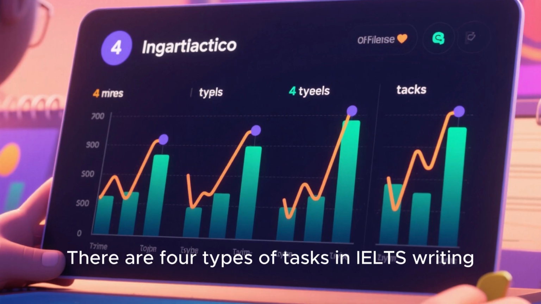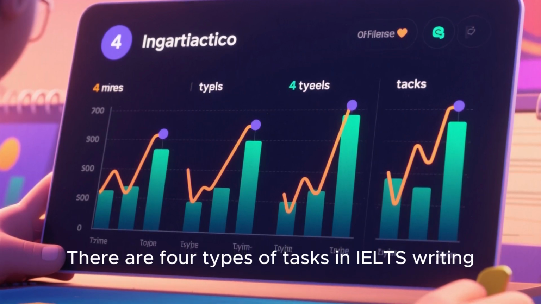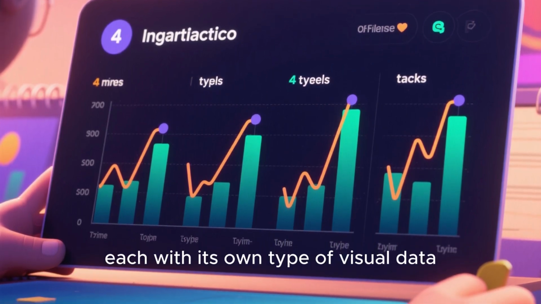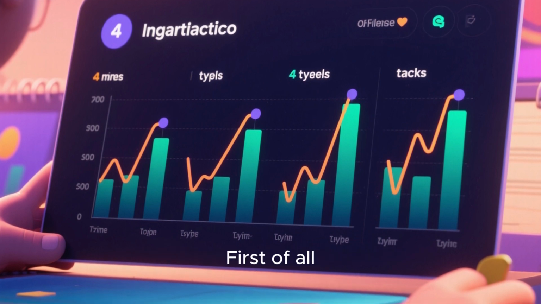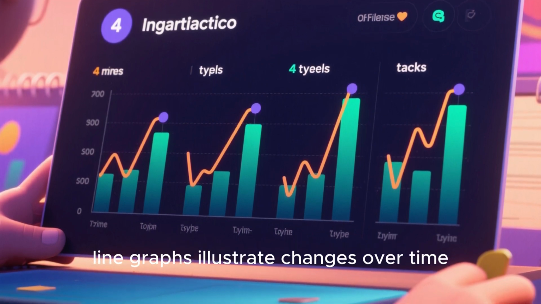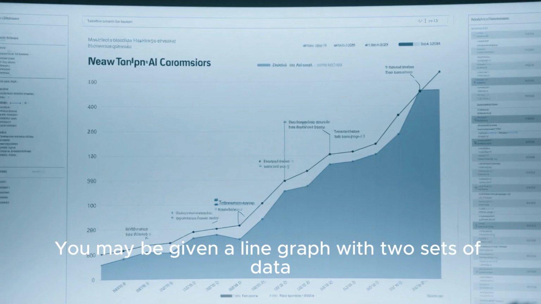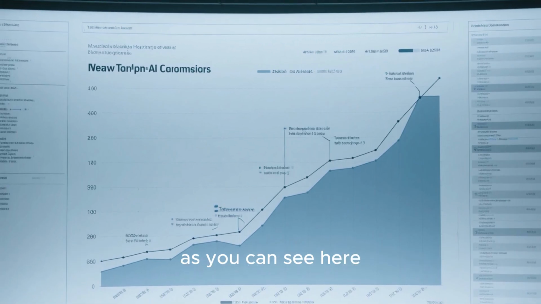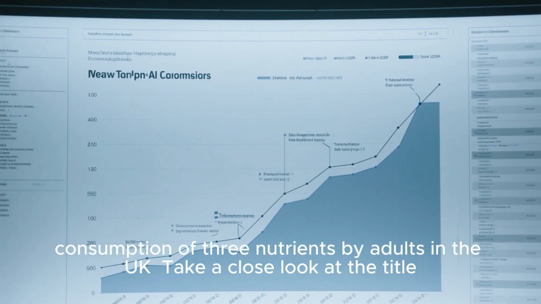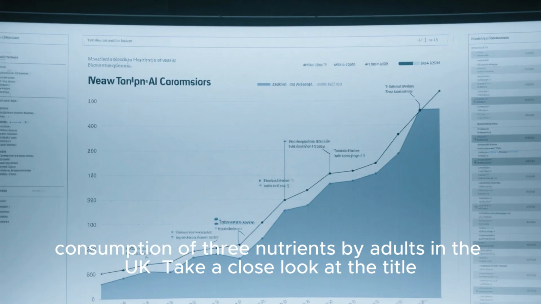There are 4 types of tasks in IELTS writing, each with its own type of visual data. Let's have a look at them now. First of all, line graphs illustrate changes over time. You may be given a line graph with 2 sets of data, as you can see here. In this case, the chart shows the average consumption of 3 nutrients by adults in the UK.